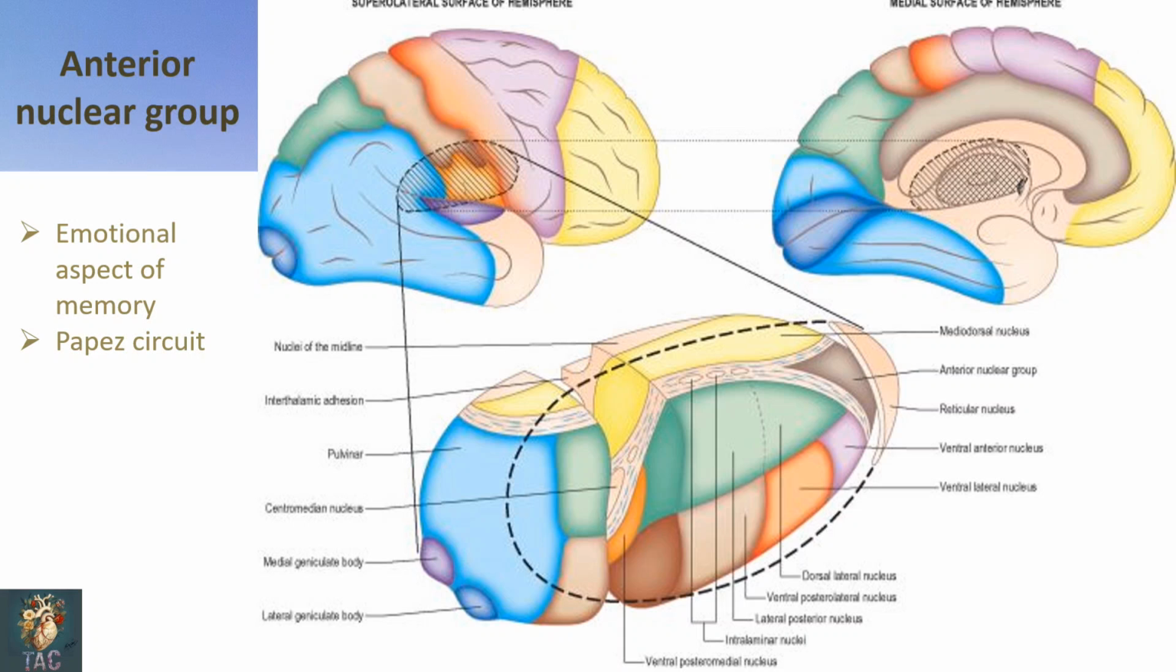So this is a very beautiful diagram. This is a section of the thalamus in which different nuclear groups are shown with different color, and the color of the nuclear group which is present in the section of the thalamus, it is also shown by the same color on the surface of the cerebral cortex. So this is the medial surface of the cerebral cortex, and this one is the supralateral surface of the cerebral cortex. So this one is the anterior nuclear group which is present over here, and this anterior nuclear group, then it is on the medial surface. This is a cingulate gyrus which is related to the anterior nuclear group, and it is the part of the Papez circuit. So now we study what is the Papez circuit.